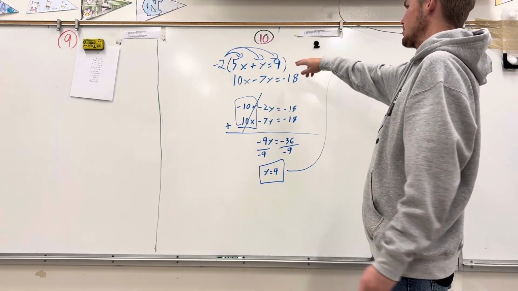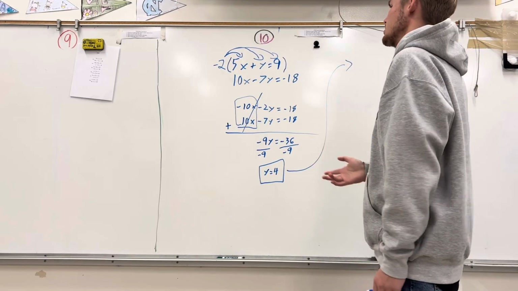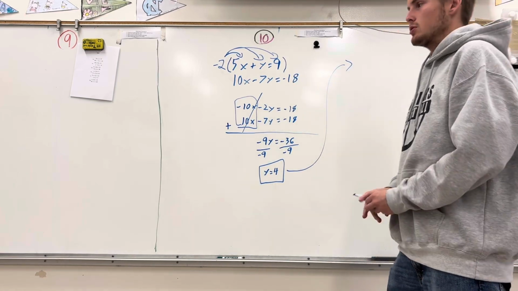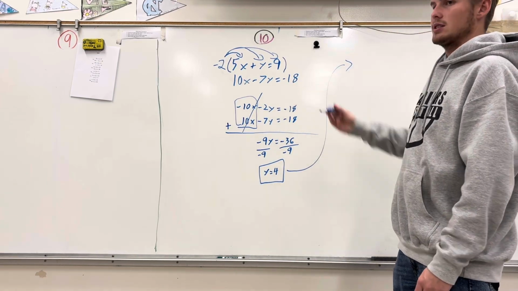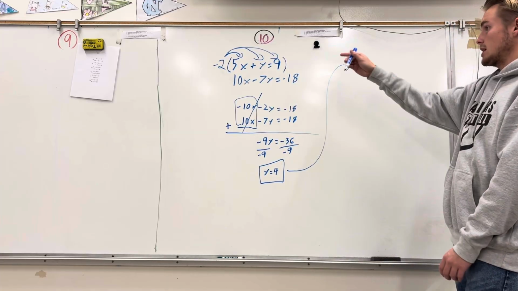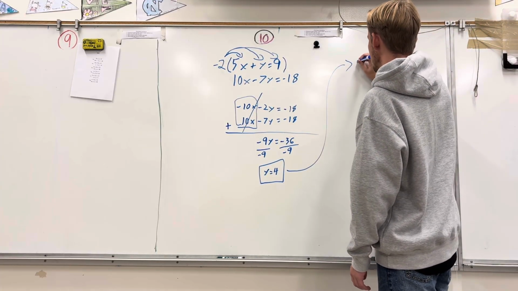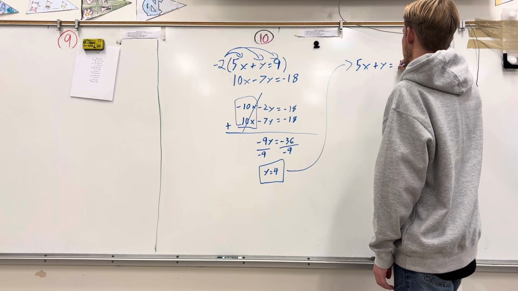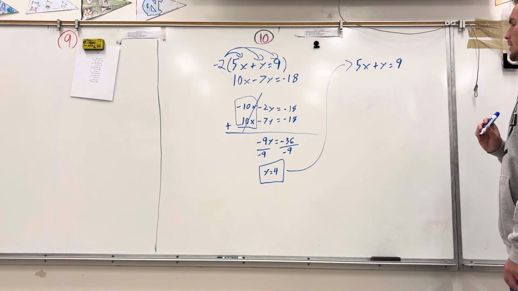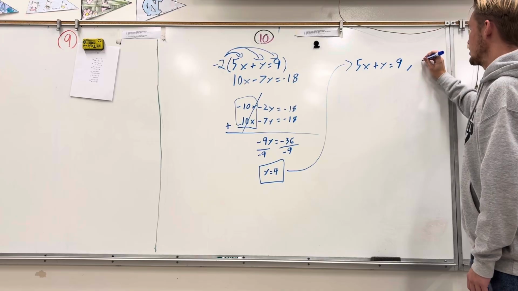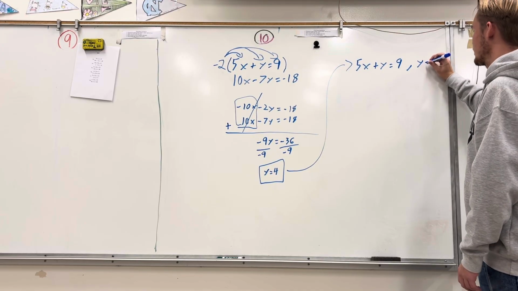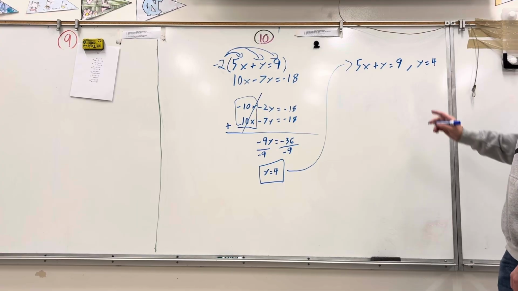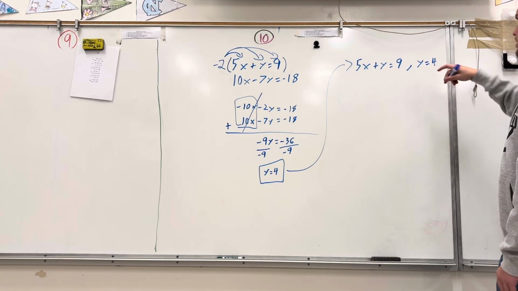So we have 5x plus y equals 9, a somewhat simple equation. And then 10x minus 7y equals negative 18, that's pretty complicated. So I'd avoid plugging into this bottom one. Like I said, you're still going to get the same answer. So I'm going to use the top one. So I'm using the equation 5x plus y equals 9, and I'm going to be using the fact that we know y equals 4. All right, so now I'm just going to replace y right here with a 4.